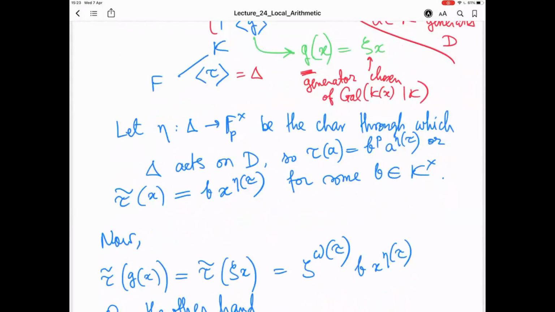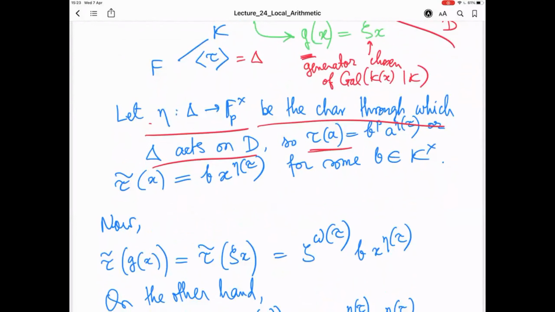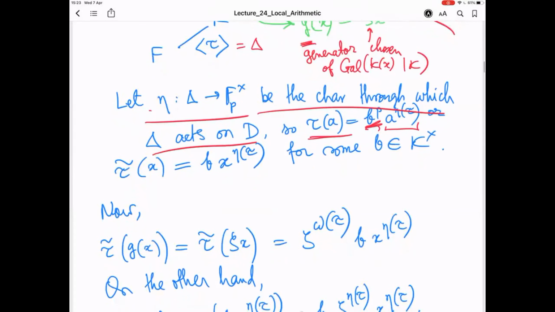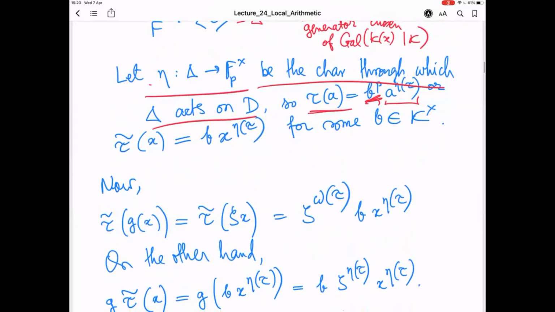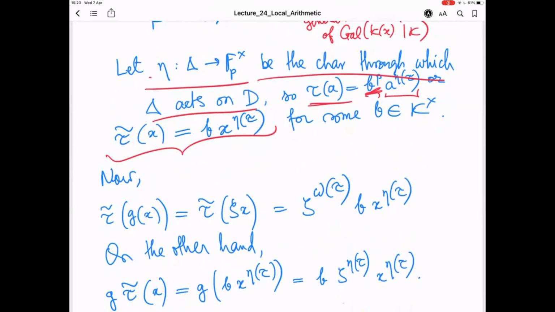Now I don't know the character through which it acts on D, so let's call it eta. Let this be the character through which delta acts on D. So by definition, tau of A is b to the power p times A to the power eta tau. And this can be written as tau tilde of x is b times x to the power eta tau for some b in k star.